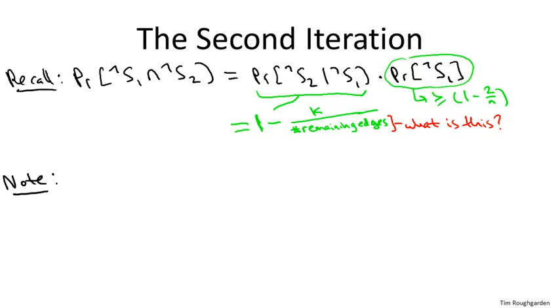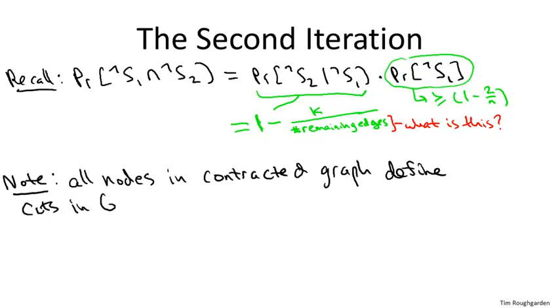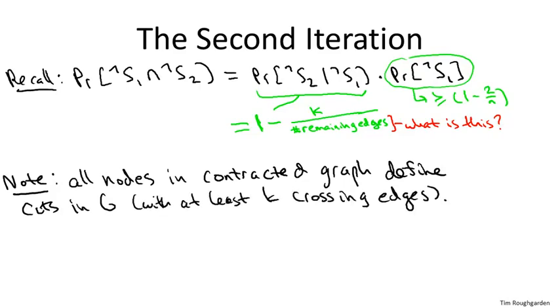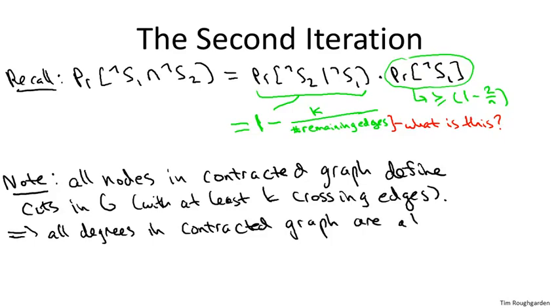Now remember, k is the number of edges crossing our minimum cut, A comma B, so any cut in the original graph G has to have at least k crossing edges. So, since every node in the contracted graph naturally maps over to a cut in the original graph with at least k edges crossing it, that means that in the contracted graph all of the degrees have to be at least k. If you ever had a node in the contracted graph that had only, say, k minus 1 incident edges, well, then you'd have a cut in the original graph with only k minus 1 edges, a contradiction.